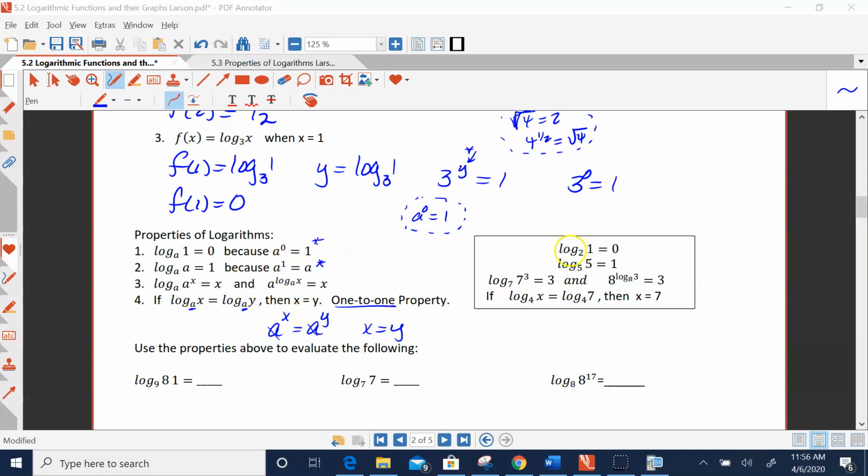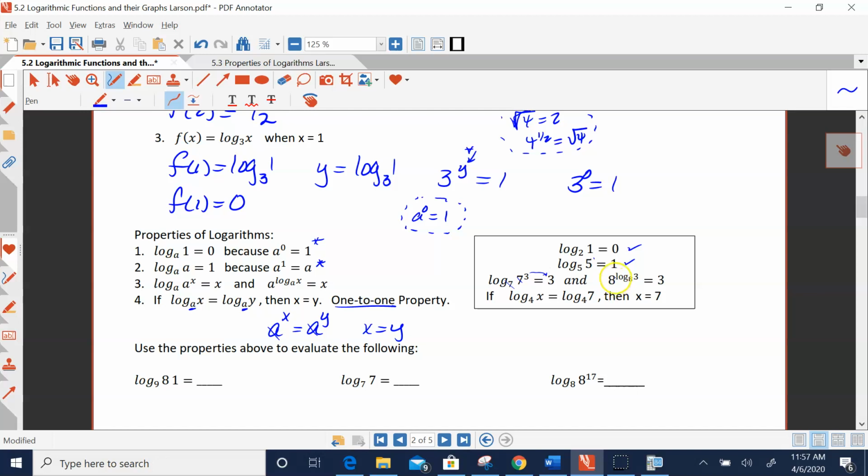The first one, if I had log base 2 of the number 1, log of 1 is always 0. Log base a of a equal to 1 would look like this. If I had log base 5 of 5, that's going to be equal to 1. So whenever these two bases match, the 5 and the 5, they kind of cancel out, and I'm just left with the exponent. Let's look at this guy. Log base 7 of 7 to the third. Notice those two bases match, so it's kind of like they cancel out and you're just left with the exponent.